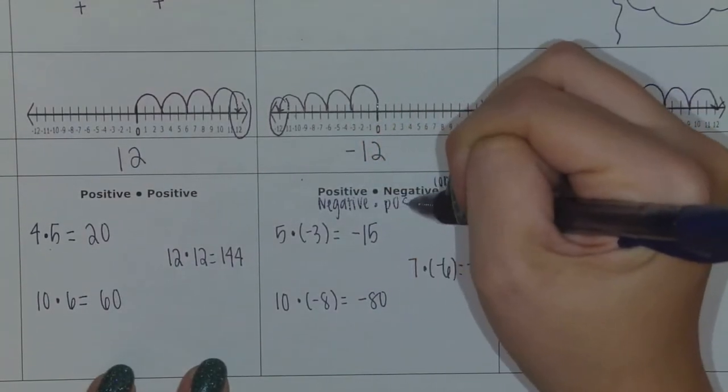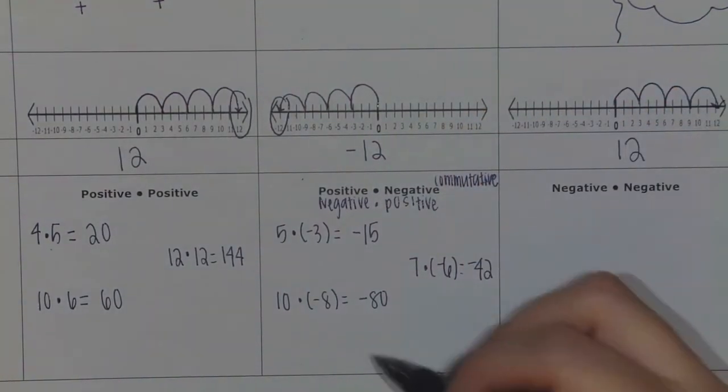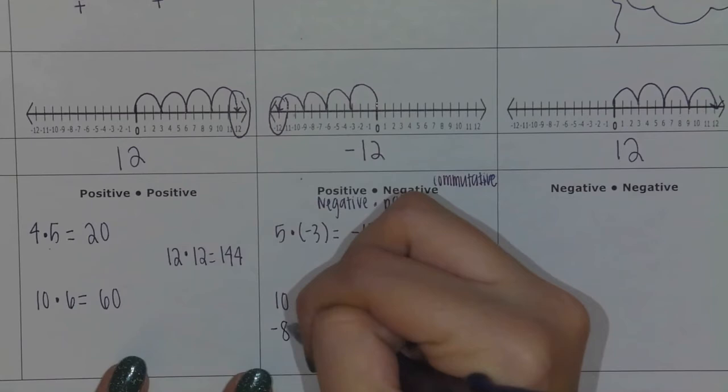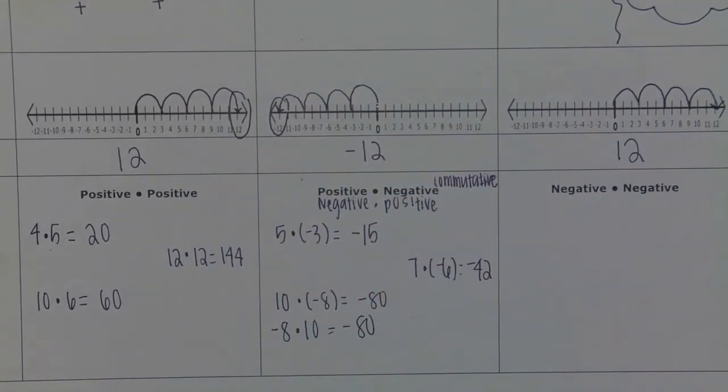So I could switch this around and say a negative times a positive, and it would still give me the same results, right? I could switch this and say -8 times 10 would give me -80. Doesn't matter the order. If I have 1 negative, 1 positive, I'm going to end up with a negative answer.